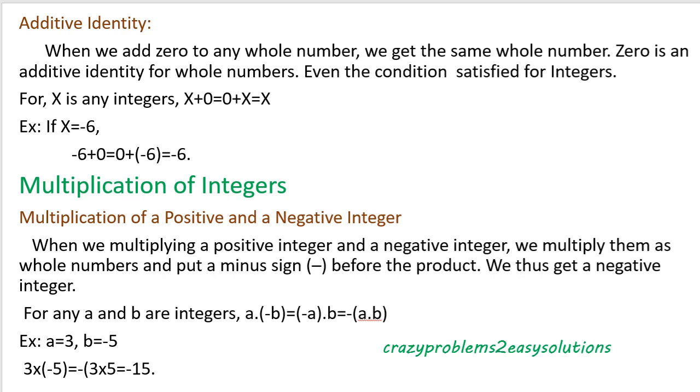When we are multiplying a positive and a negative integer, we multiply them as whole numbers and put a minus sign before the product. So we consider two integers, a into minus b, or minus a into b. You multiply a into b, and before the product we put a minus sign. For example, a equal to 3, b equal to minus 5. So 3 into 5 equal to 15, but plus into minus equals minus. So the answer is minus 15.